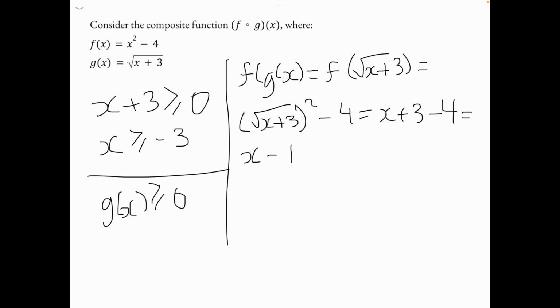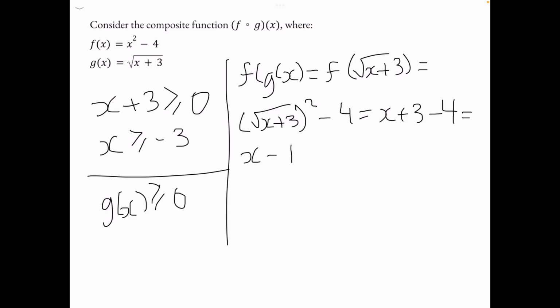Now we can find the domain of f of g. The domain of f of g is the same as the domain of g(x), which is x is greater than or equal to negative 3, because it inherits the domain of the inner function g(x), and the values of x that can be used in f(g(x)) must also be valid inputs for g(x).